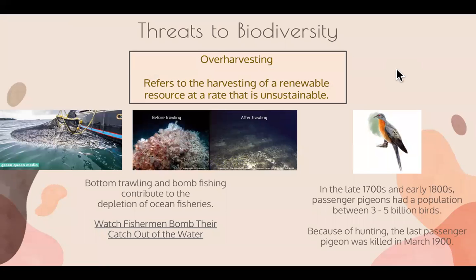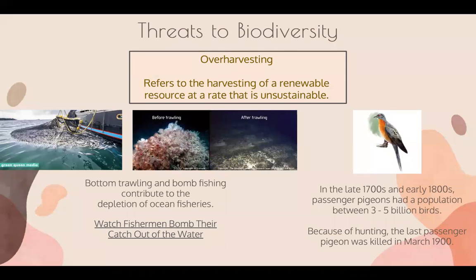Now, over-harvesting, you are probably familiar with. So we think of over-harvesting mostly in relation to harvesting animals for food. So I put a picture here. All of those fish are being hauled in with a net and a process that we call bottom trawling.